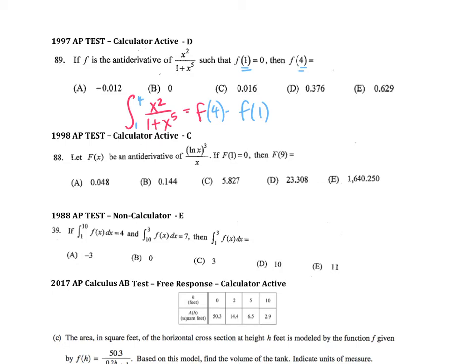Y'all, you've got a calculator. You can go ahead and plug in this left-hand side. When I plugged in the left side into my calculator, I got 0.376, which equals, again, f of 4, what we're looking for. F of 1 is 0. So, okay, then I have my f of 4 is 0.376, and the answer is D.